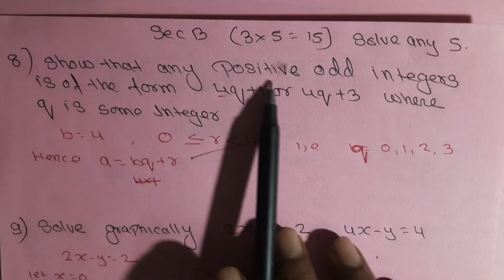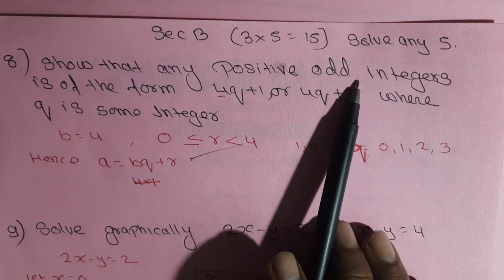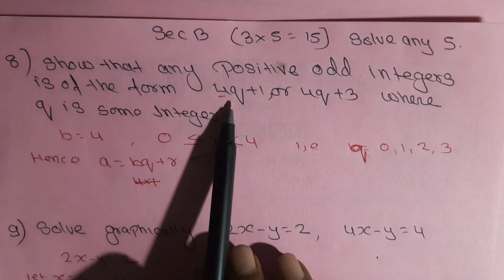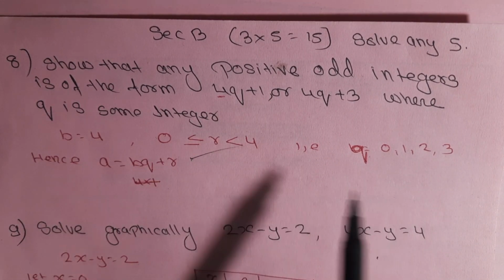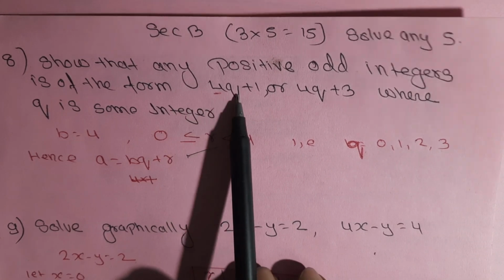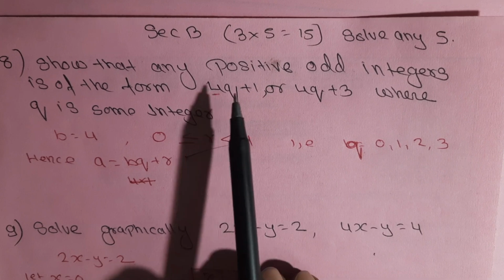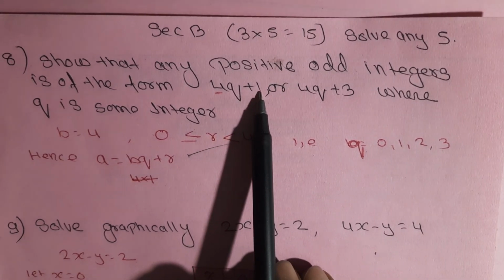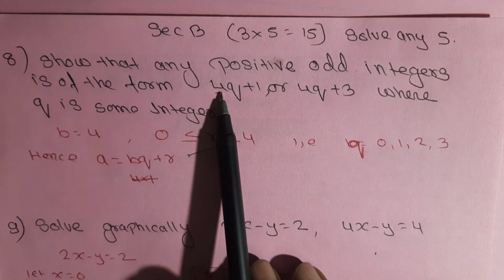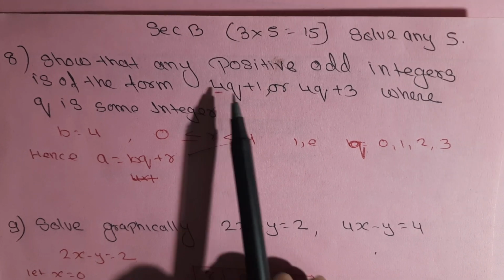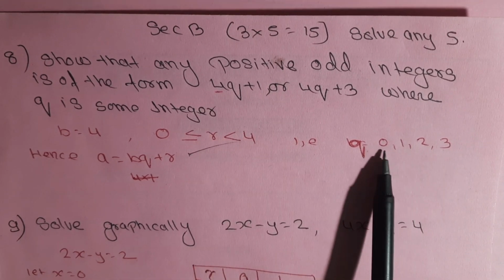Show that any positive odd integer is in the form of 4q plus 1 or 4q plus 3, where q is an integer, q is the quotient, and this is the remainder. Now the b value is 4, so we have to take the remainder values less than 4: 0, 1, 2, 3.